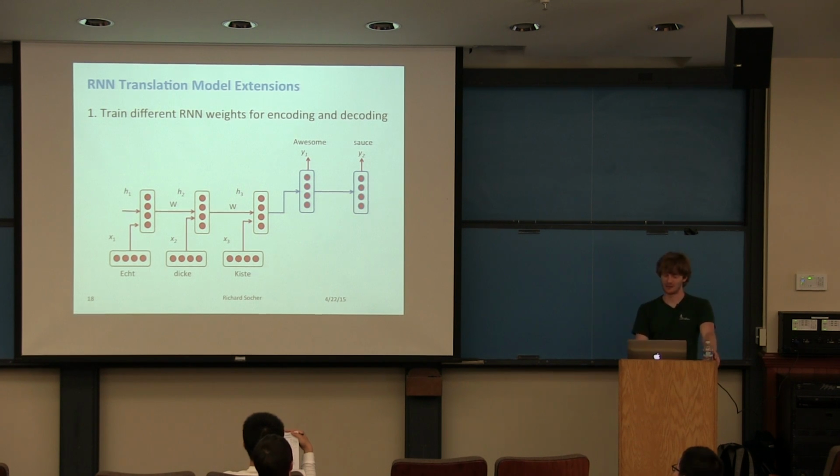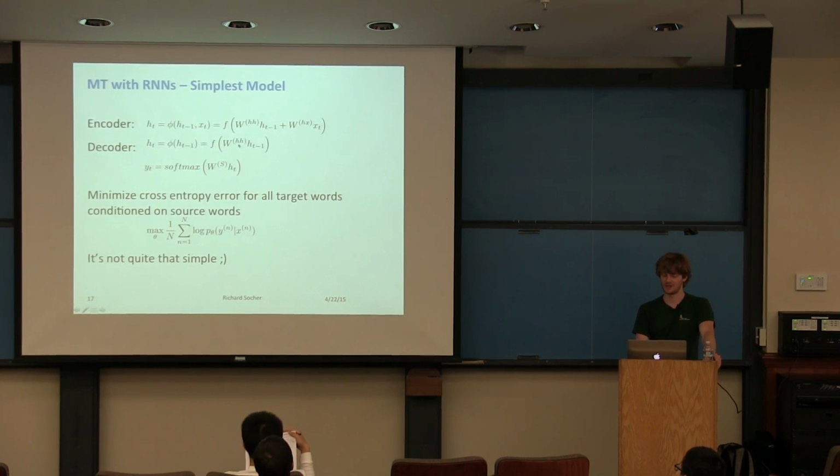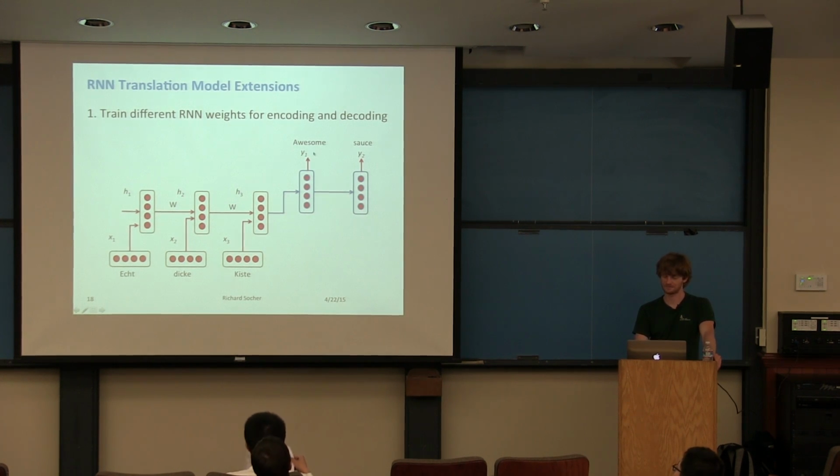Does that make sense? So here I just quickly say this is a different color. And what I mean by that is we have a different W_HH here for source and target, or a different phi function. Does that make sense so far? Great.